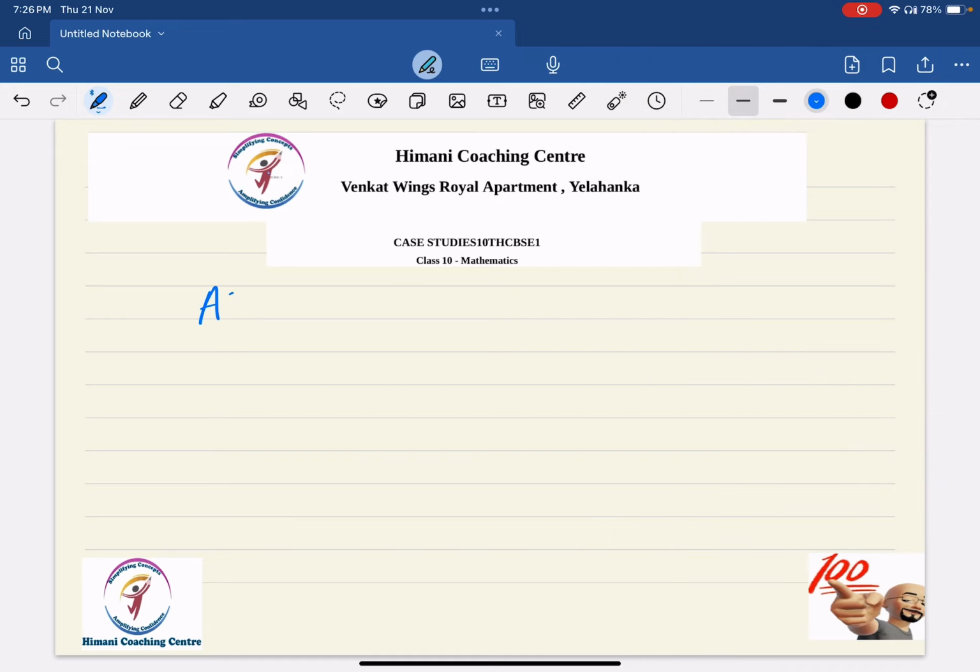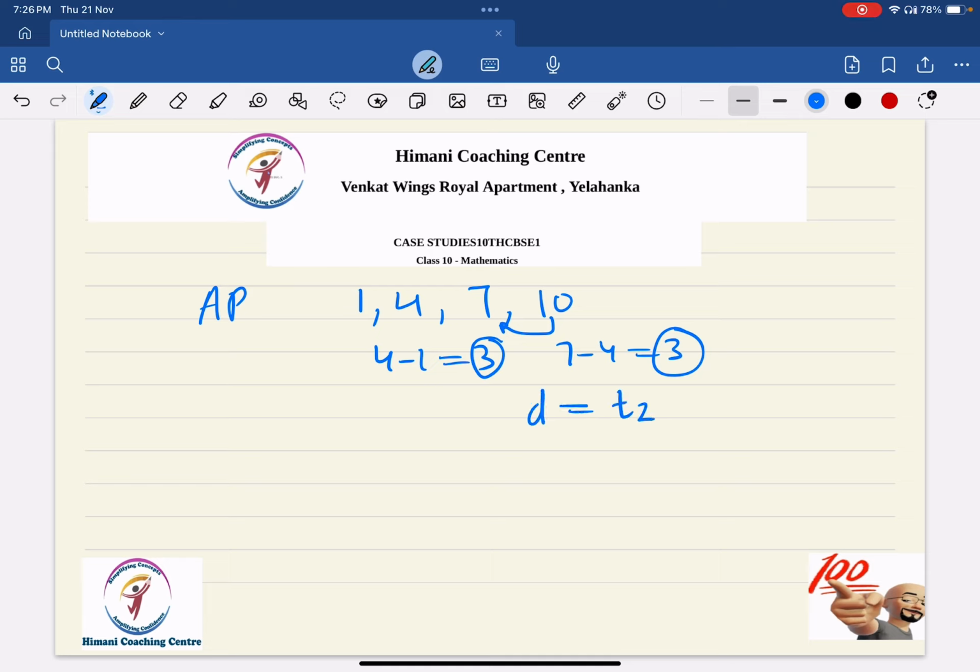So what is an arithmetic progression? It's a series in which, if I write 1, 4, 7, 10, then 4 minus 1 gives me 3, 7 minus 4 gives me 3. So we find that succeeding term minus preceding term always gives a common difference, and that common difference is written as D. So what is D? It could be term 2 minus term 1 or term 3 minus term 2, like that. Also, the first term of the series is called A. In this particular case, A is 1, just for an example.